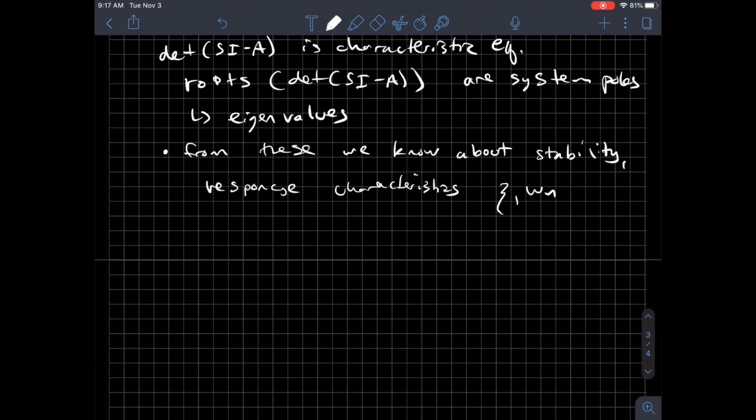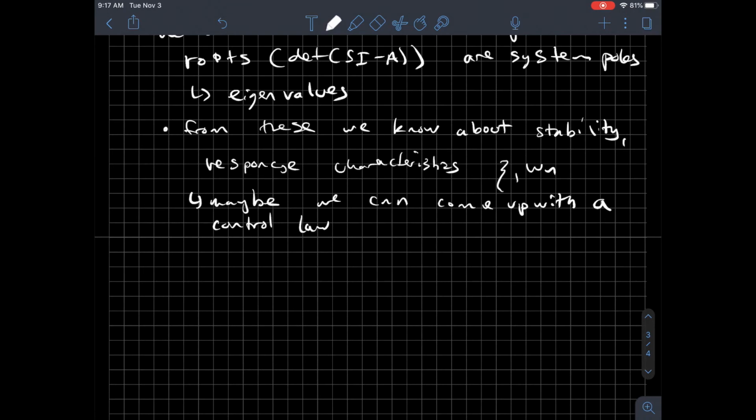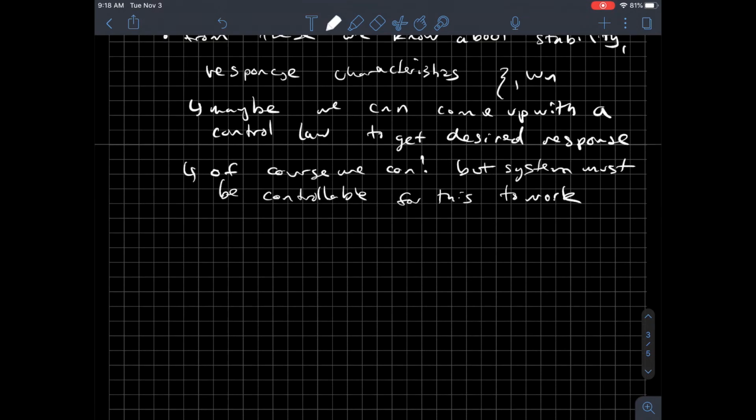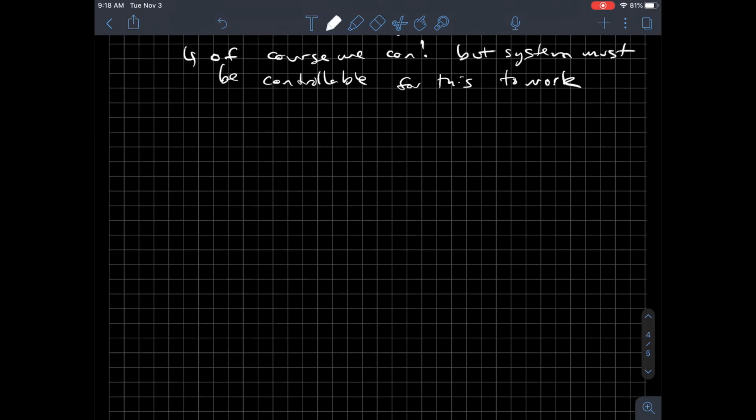And if we know this, maybe what this means is that we can come up with some sort of control law which allows us to get a response that we want. And of course we can, but the caveat is that the system has to be controllable. The system must be controllable for this to work. Okay, so the rest of this video is going to be spent talking about controllability, and then in the next video I'm going to talk about how we'll actually design a controller.